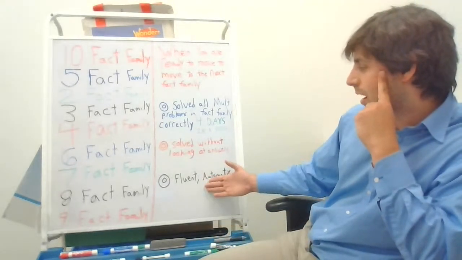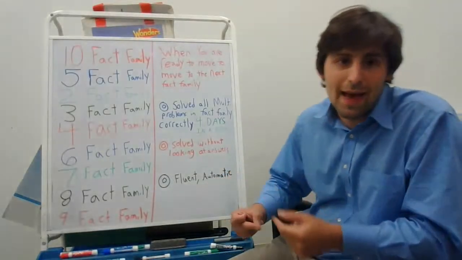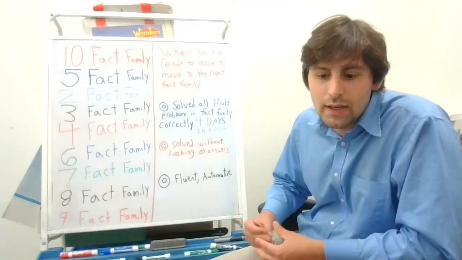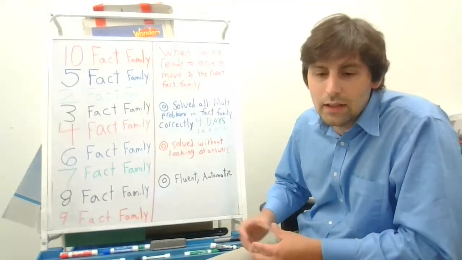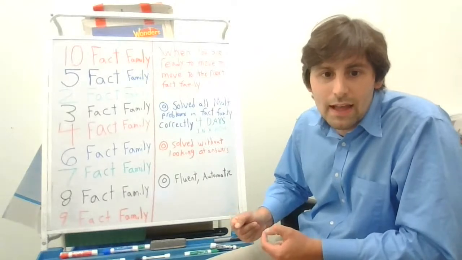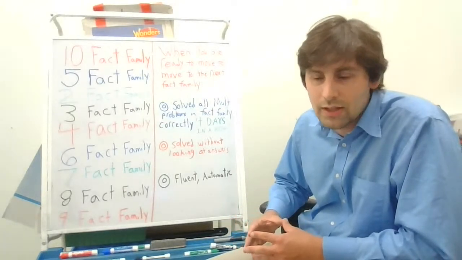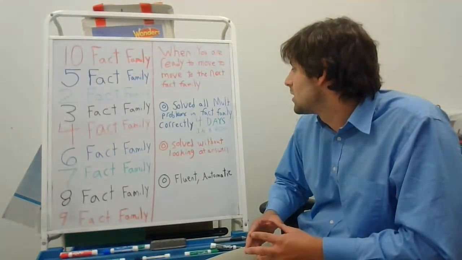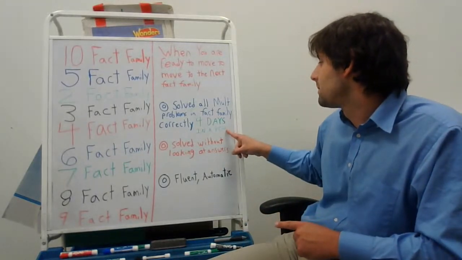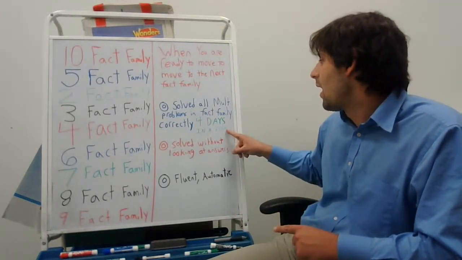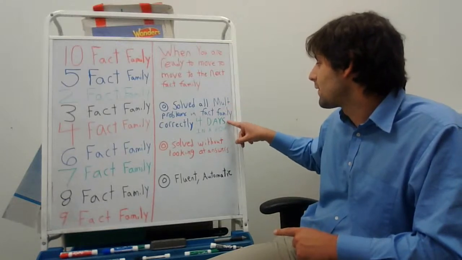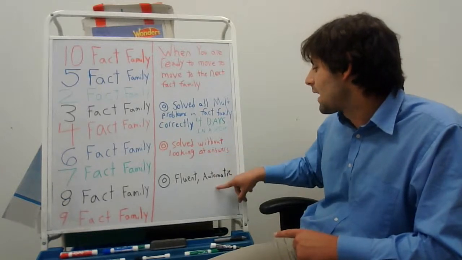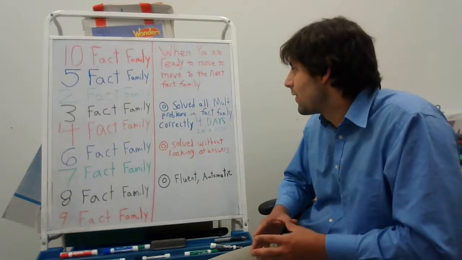And the last piece of criteria is it's fluent, it's automatic. As you're solving the problems, it's something that you don't have to think about for very long. You can instantly say 1 times 10 is 10, 2 times 10 is 20. Like it's to the point where it's automatic, where you know it in your sleep. So those are the criteria for when you know that you're ready to move on. All right, solved all the multiplication problems in a fact family correctly 4 days in a row, and you solve them without looking at the answers, and it's fluent and automatic. So that's when you know you're ready to move on to the next fact family.